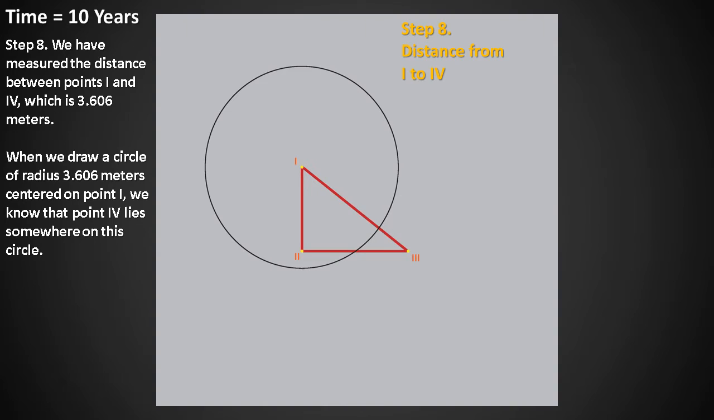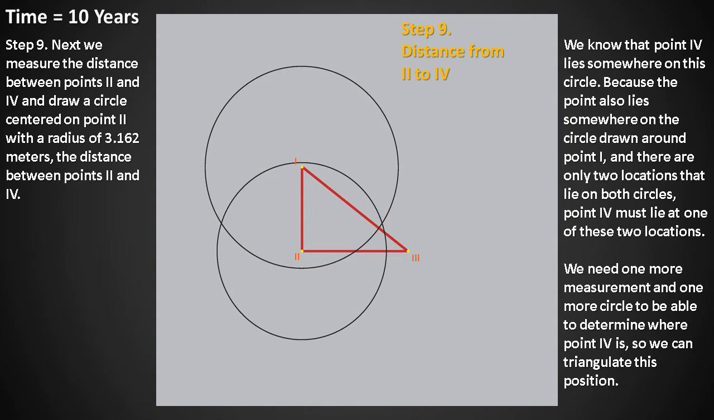Step 8. We have measured the distance between points 1 and 4, which is 3.606 meters. When we draw a circle of radius 3.606 meters centered on point 1, we know that point 4 lies somewhere on this circle. Step 9. Next, we measure the distance between points 2 and 4 and draw a circle centered on point 2 with a radius of 3.162 meters, the distance between points 2 and 4. We know that point 4 lies somewhere on this circle.